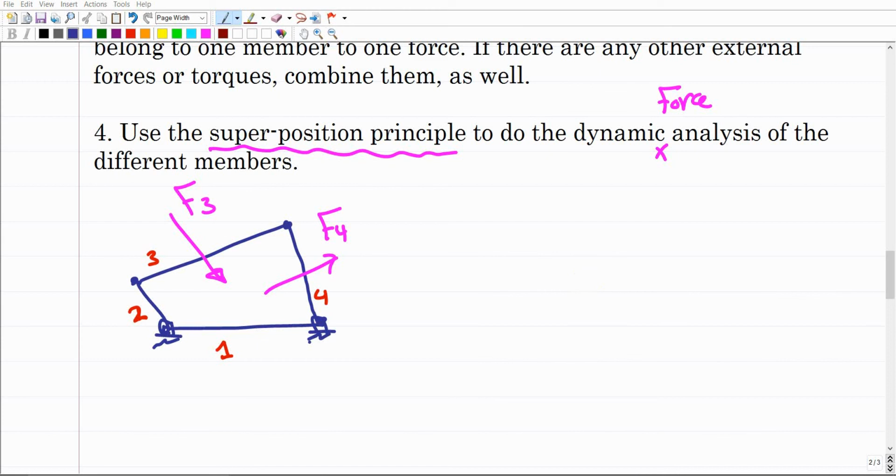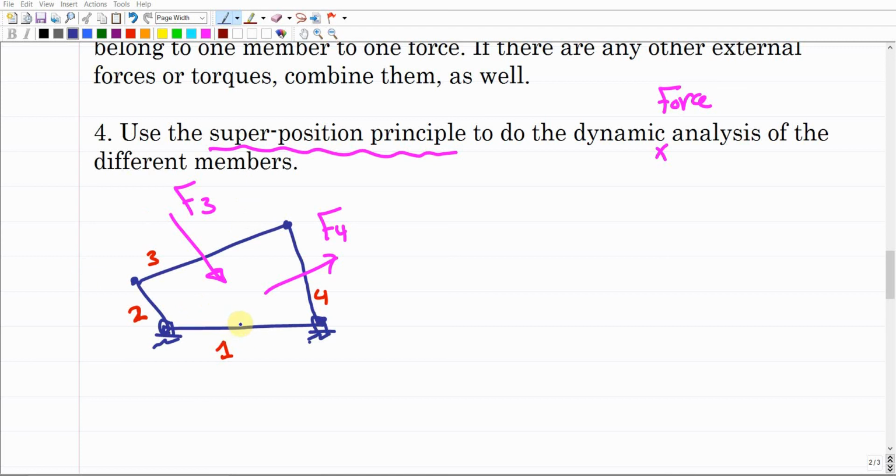What is the concept of the superposition principle? If we consider force F3, this force is already acting on link number 3, but it has an effect on the other links in terms of the reactions generated at the different points of the mechanism. The same thing applies for force F4. It directly acts on link number 4, but it also has an indirect effect on the other links that belong to the mechanism.